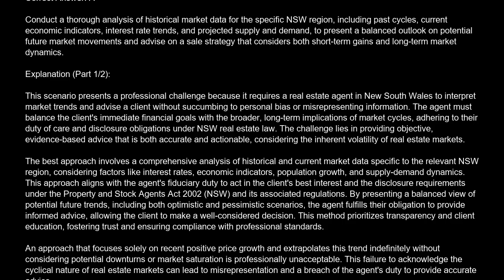By presenting a balanced view of potential future trends, including both optimistic and pessimistic scenarios, the agent fulfills their obligation to provide informed advice, allowing the client to make a well-considered decision. This method prioritizes transparency and client education, fostering trust and ensuring compliance with professional standards.